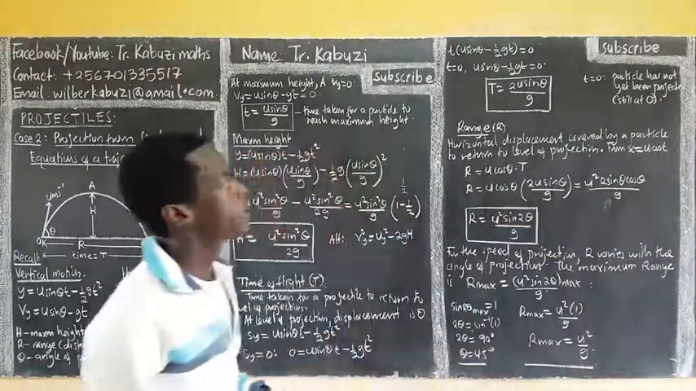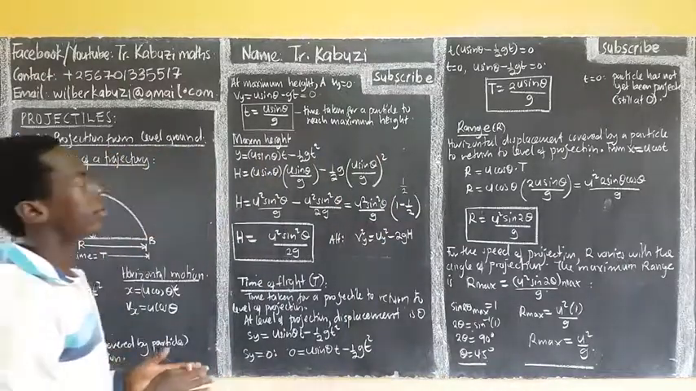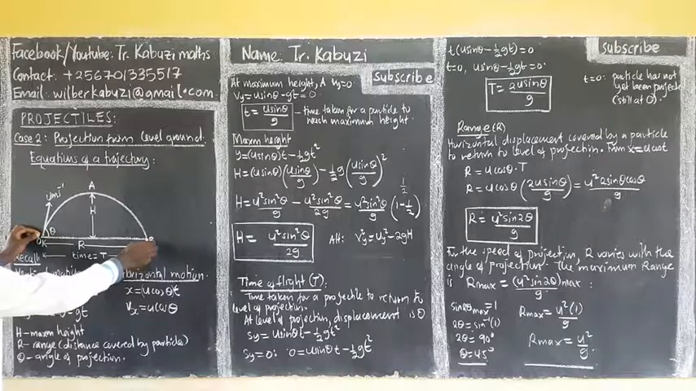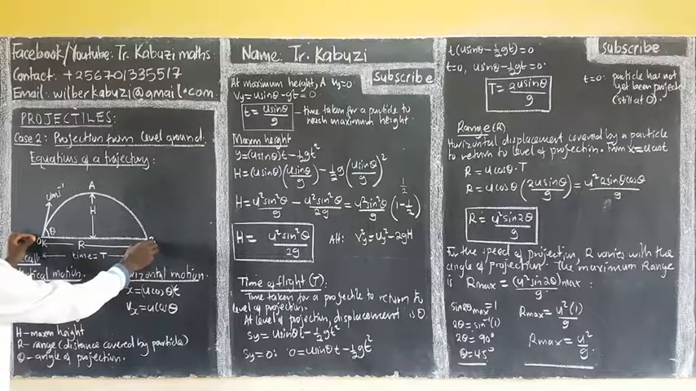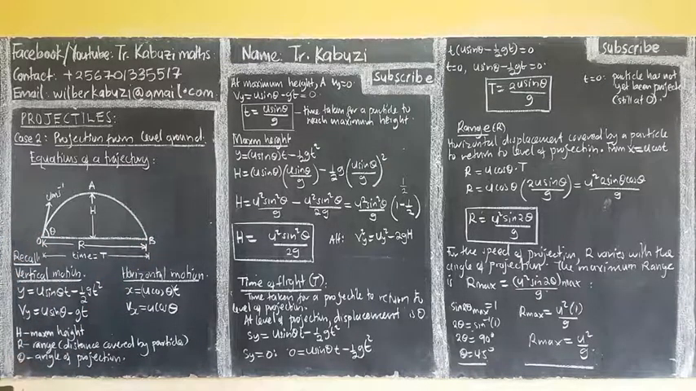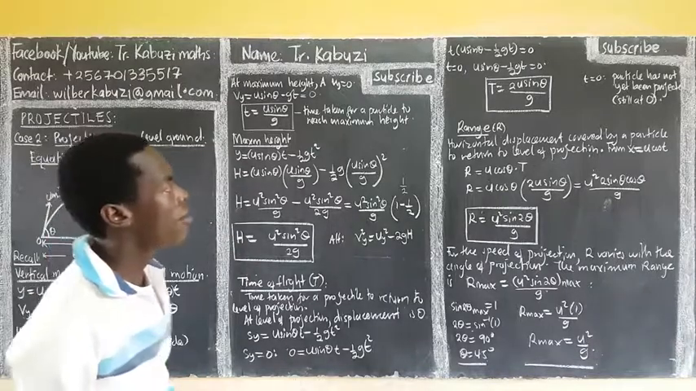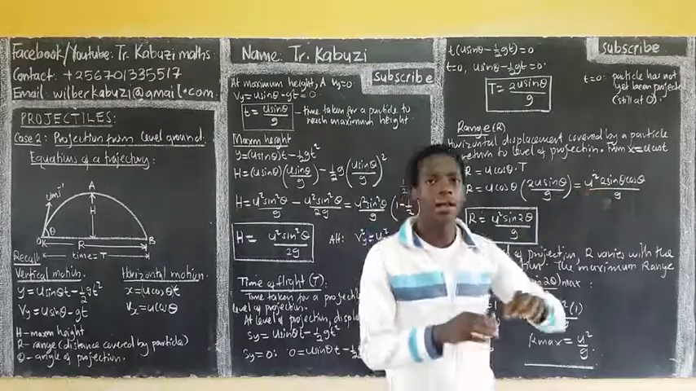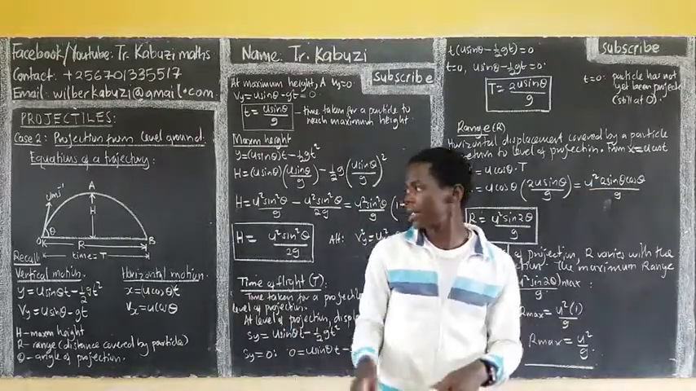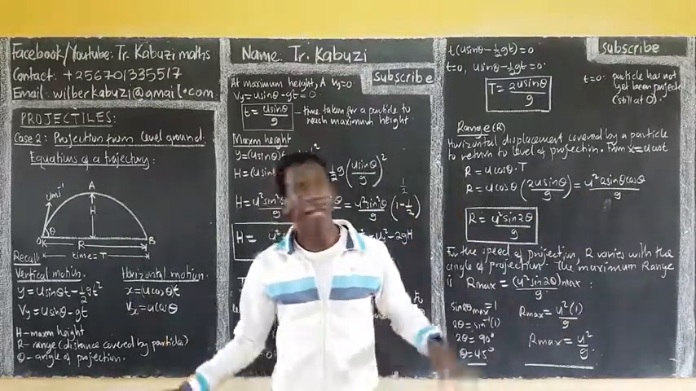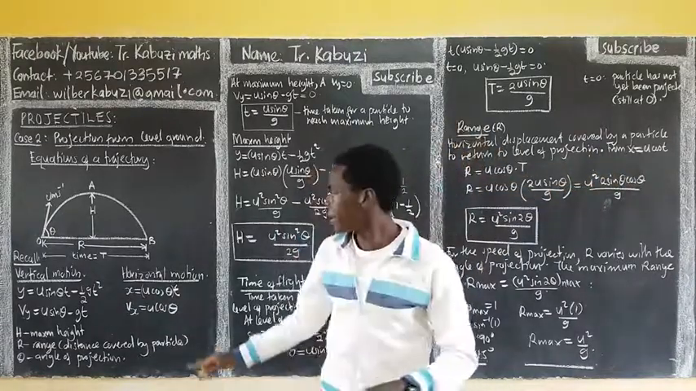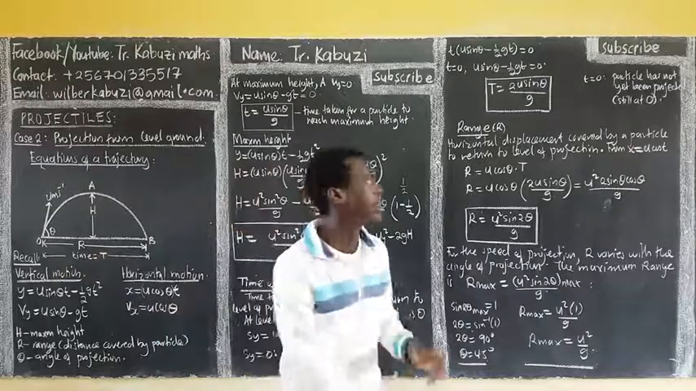Range is the horizontal displacement covered by a particle returned to the level ground. When the particle goes from here and comes back here, the distance it has covered is what we call the range, which is going to be R. But for now, this one is already the horizontal component. That's why our x is going to be the whole of this distance from here to here. Let us call it R.